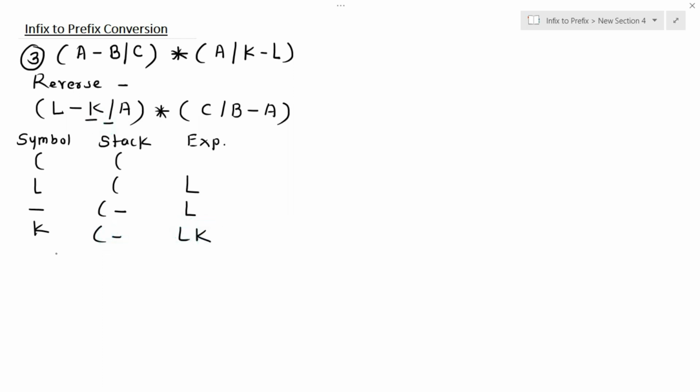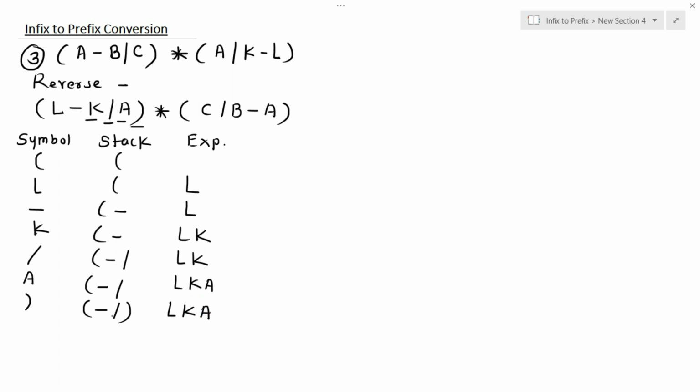Now there is a division operator. So here is division. In stack we have minus division, and here we have L and K. Okay, now the next symbol is A. A is an operand, so it goes into the expression LKA, and in stack we have these symbols. Okay, now there is a right parenthesis. Okay, so in stack we have left parenthesis minus division right parenthesis, and here we have L, K and A.